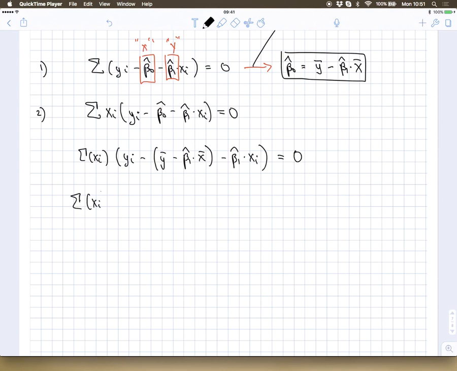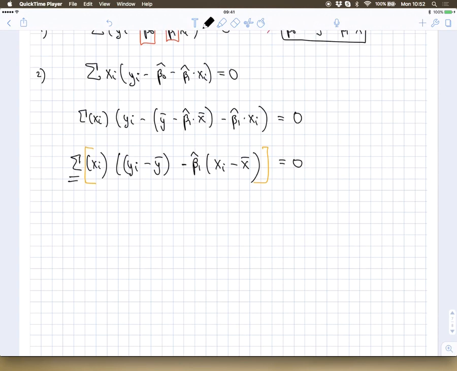Sum xi, I'm going to rearrange stuff a little bit here. Yi minus y bar, minus beta 1 hat, xi minus x bar. And of course, all of this, let's not forget brackets are important, they're all under this summation notation. Okay? And all of this is equal to 0. So far, so good? Yeah, everybody with me? Okay.